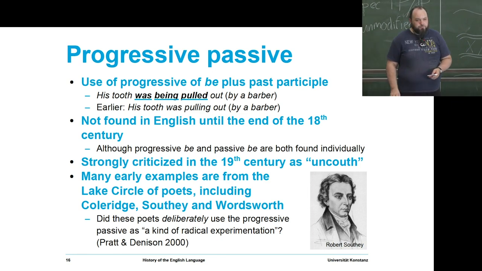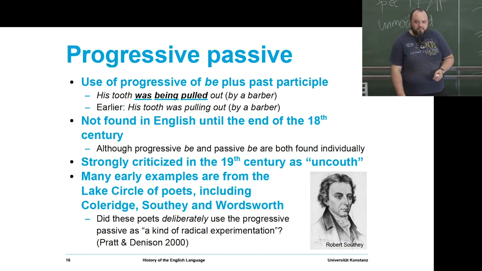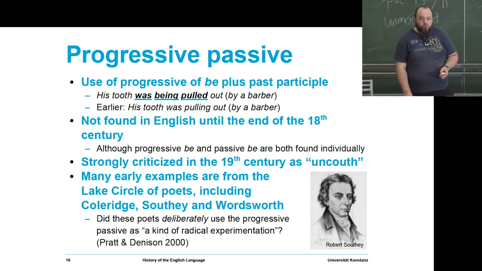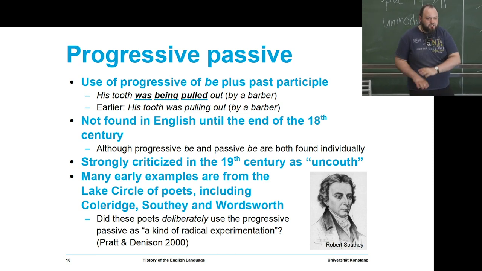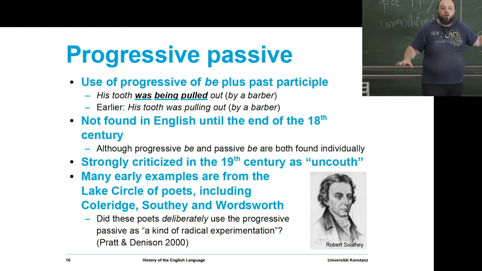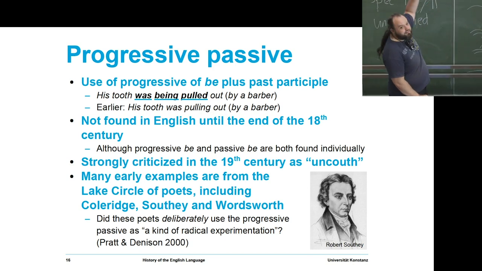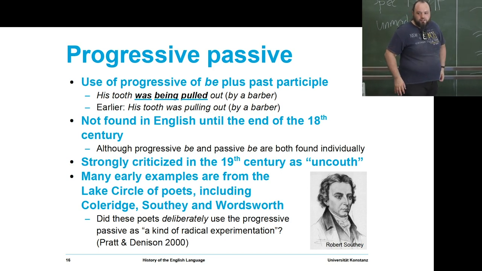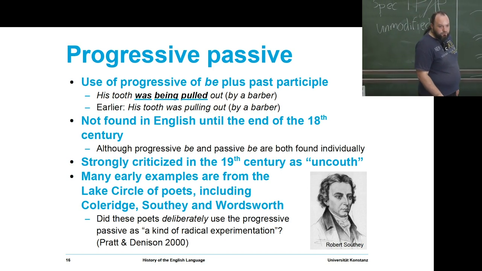And so people in the 19th century really, really didn't like this form, which makes it all the more surprising that in the modern language it is completely unmarked, right? No one would judge you for using a sentence like this one at the top. There is no reason to. It's a perfectly fine, cromulent sentence, right? According to anyone who you might ask.